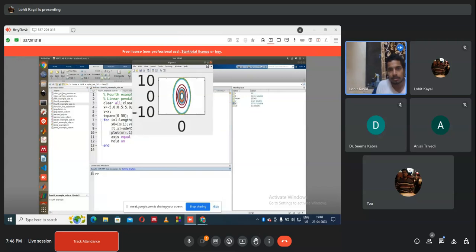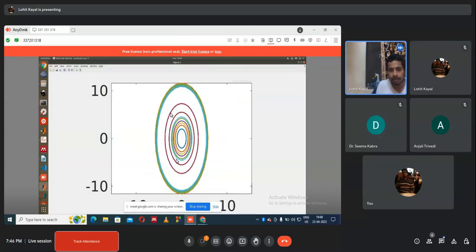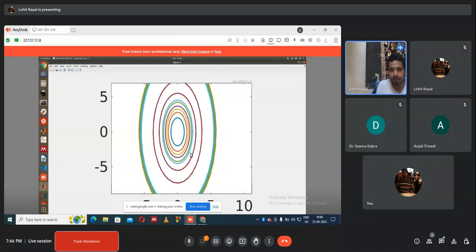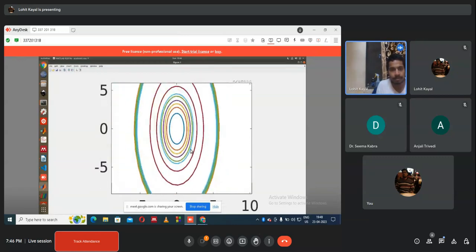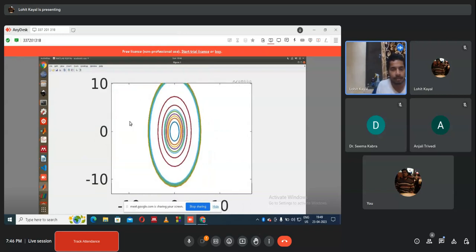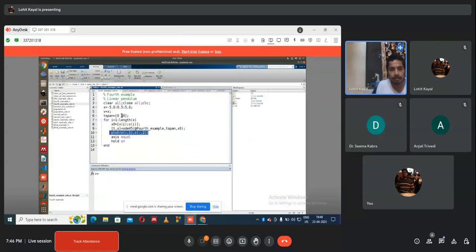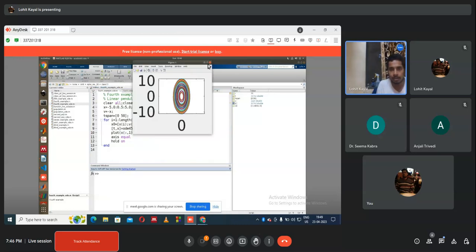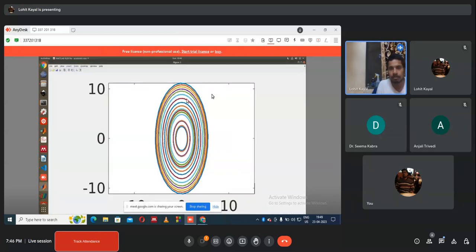You can see that I have taken many initial conditions, and for each initial condition I am getting a circle. This is the phase portrait for the linear pendulum. Now I can take v equal to minus x. If you change this, the phase portrait will change. Now this is the phase portrait when v equal to minus x. You can see all concentric circles.